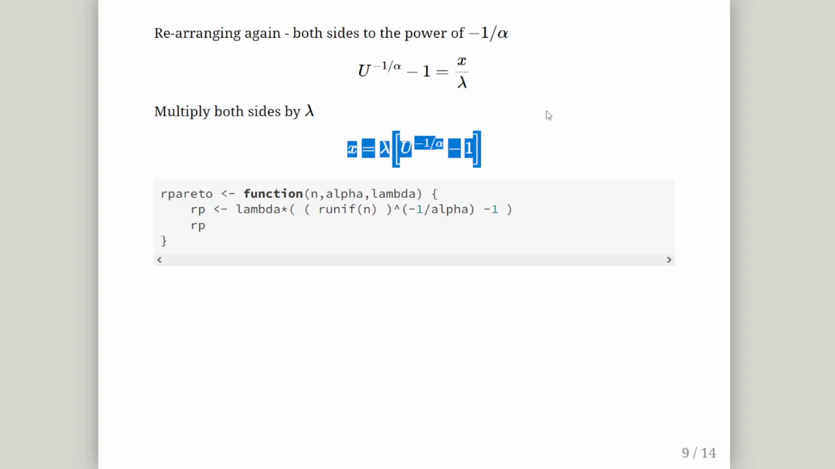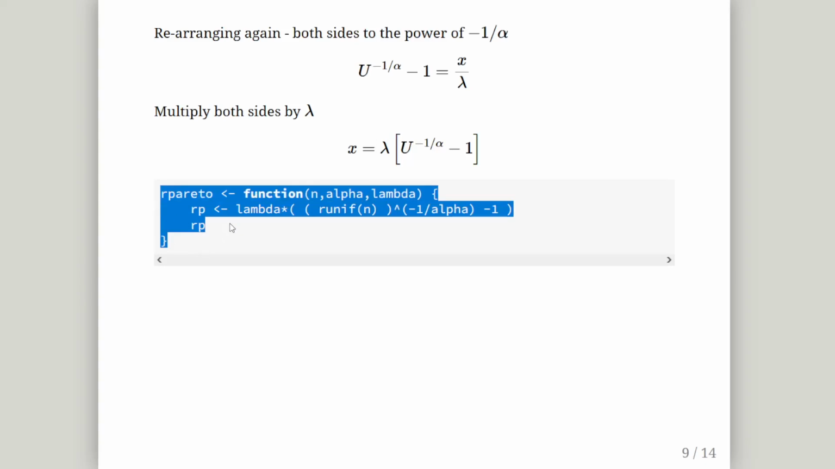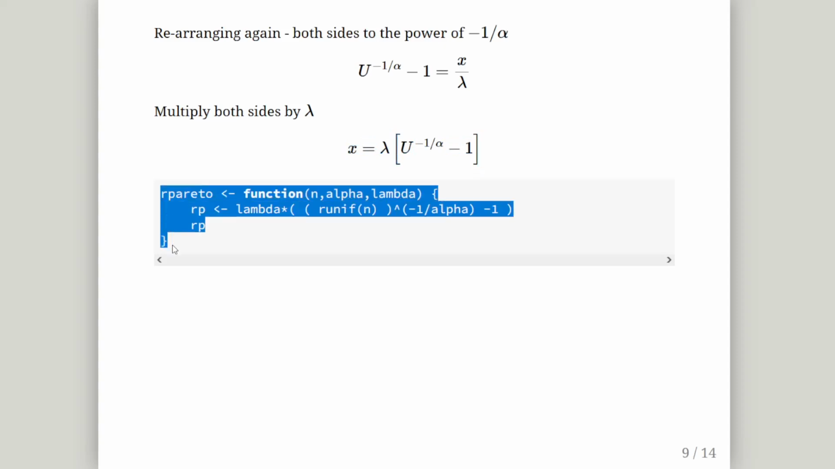So what we have to do is code this up. So U is runif(N), because we can have multiple observations of the uniform distribution, to the power of minus 1 over alpha, minus 1, okay? So that's everything in the brackets there, and multiply that by lambda. Okay, so this is the function we get. So hopefully you're okay with how I got to here, and hopefully you're okay with seeing how I coded it up.